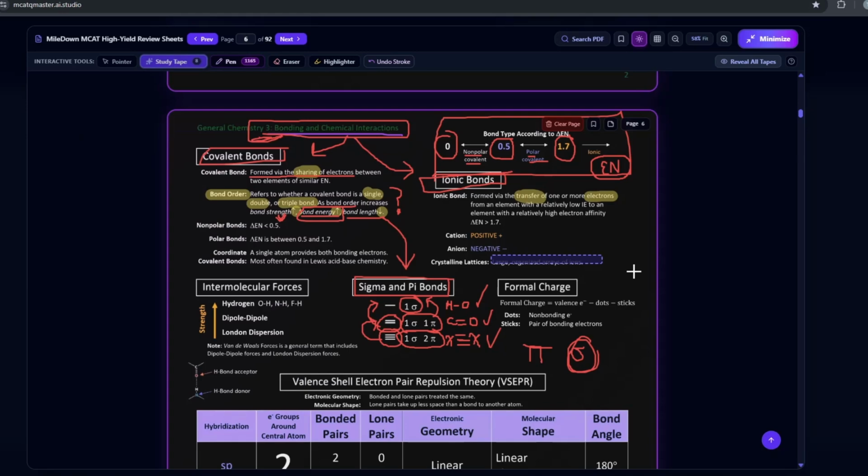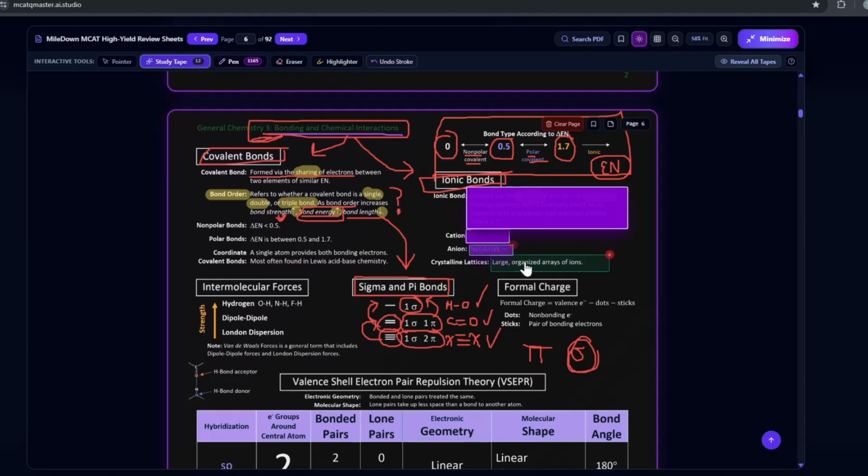So we just went over this crystal lattice that I showed you. We already went over what a cation is, what an anion is, which is great. And then ionic bonds, we went over what they are. And then non-polar bonds, we went over what the electronegativity difference was, which is great. Coordinate covalent bonds we haven't gone over.